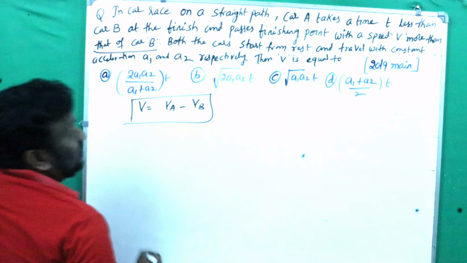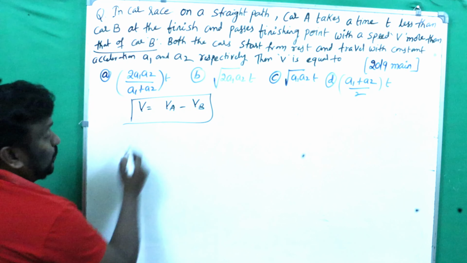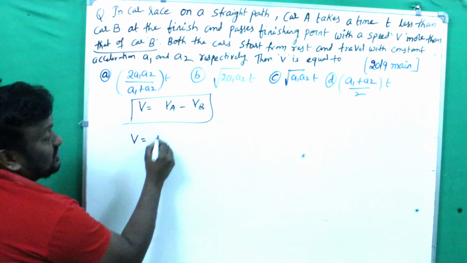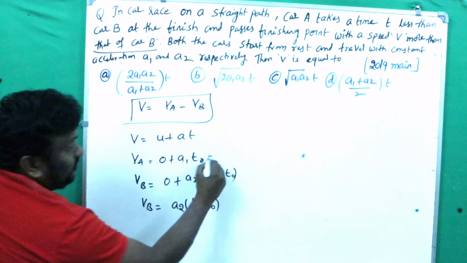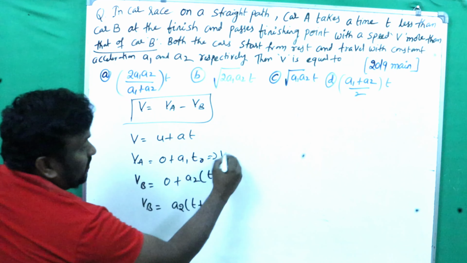So what is VA? It is the final velocity of A. We have the formula V is equal to U plus AT. So by using this for car A I am going to write V is equal to 0 plus A1 of t naught, because both cars start from rest. And VB is again 0 plus A2 of t plus t naught. So VB is equal to A2 of t plus t naught, and VA is A1 t naught.